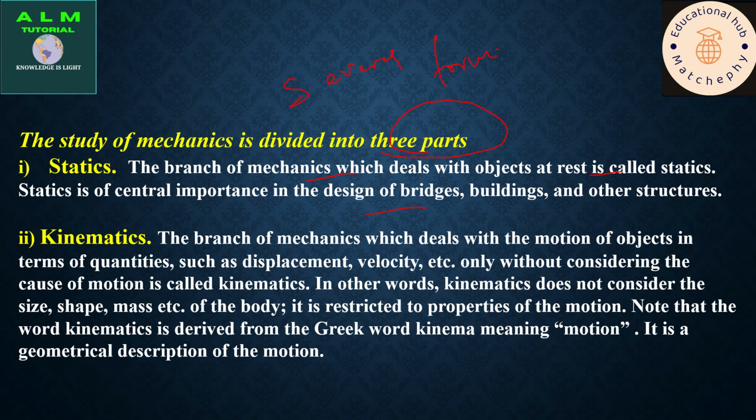Now kinematics. The word kinematics is derived from the Greek word kinema, meaning motion. In kinematics we're going to learn about the motion of objects and its geometrical description in terms of quantities such as displacement and velocity. We do not consider the cause of motion here. In other words, kinematics does not consider the size, shape, mass, etc. of the body. It is restricted to properties of motion. And here measurement of time is essential.